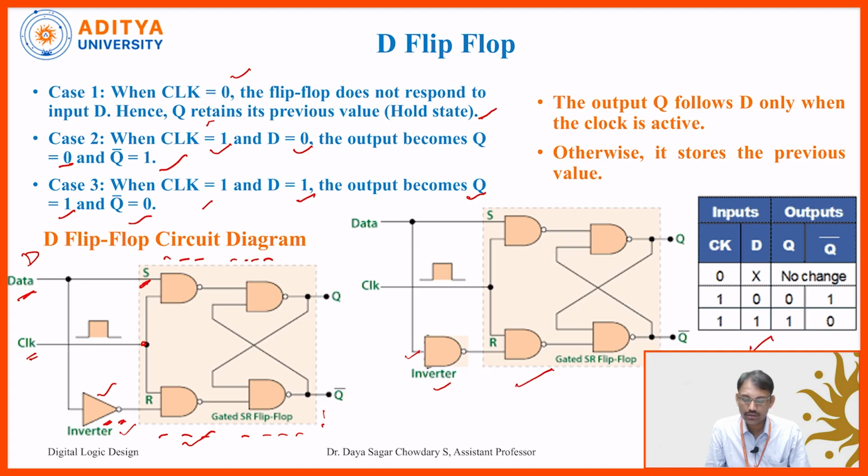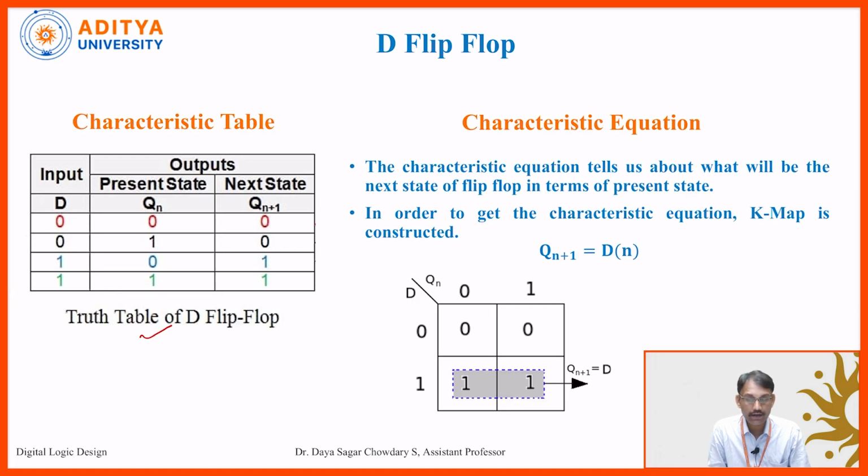Now this is again the truth table we are observing, and these are the two key points. The output Q follows D only when the clock signal is active. That means when the clock signal is high, Q is equal to D, simple, and otherwise it stores the previous value. If the clock signal is 0, the output Q follows the previous value. Otherwise, whatever D is, Q is equal to D. That is the excitation table or characteristic table. Now this is the characteristic table again, which I have given here.